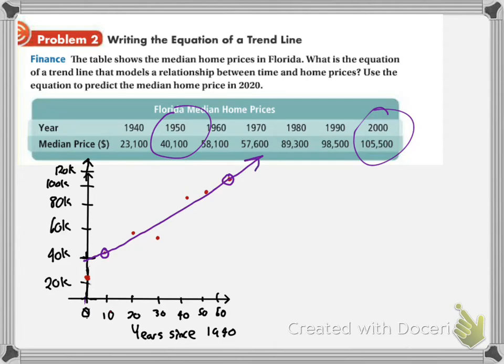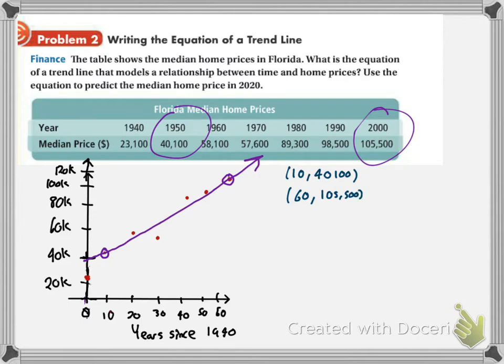On any question that you'd see on a quiz or test, those points are going to be given to you, so you don't have to worry about trying to pick out which ones would be the best ones. From here, I am technically working with the coordinate 10, 4100, then 2000 is 60 years past 1940, so I'll have 60, 105,500.